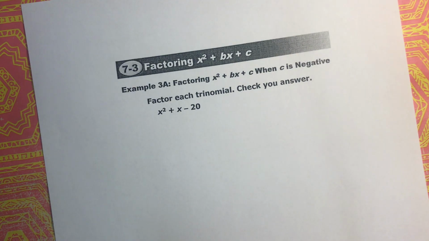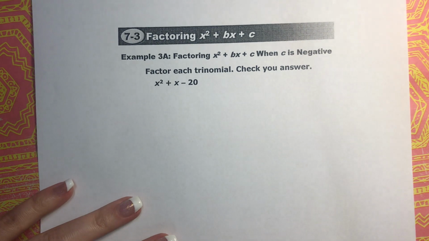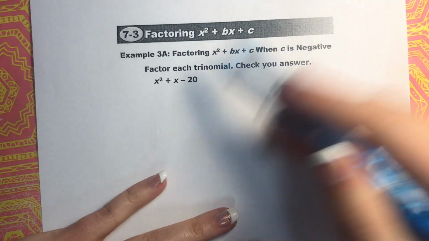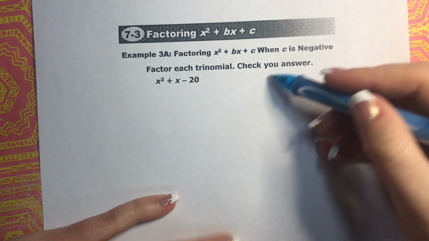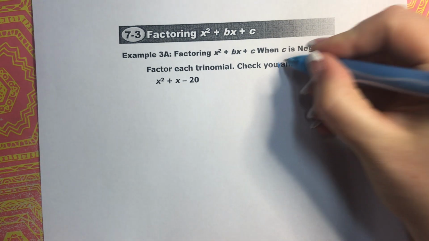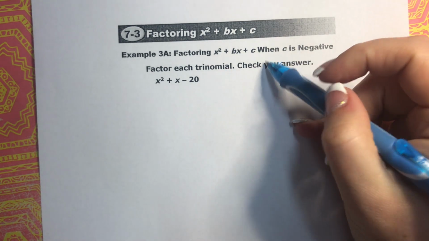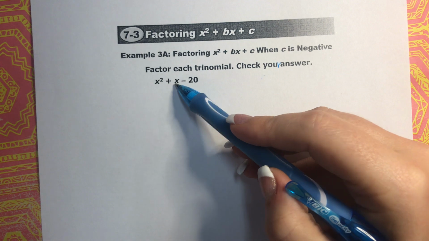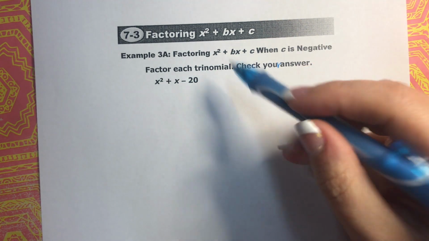Okay, let's look at our first example. 3a. All right, so we're going to factor each trinomial and then check your answer. Okay, so we have x squared plus x minus 20, and we know that there's a 1 there, okay?